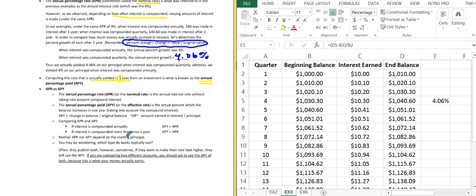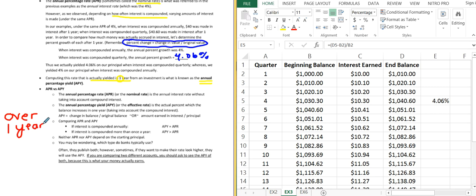So some observations. First of all, your APY is your change in balance over original balance, or the amount that you earned in interest, which was the $40.60, divided by the principal. So the key here is, again, keeping in mind this is not just the change in balance over the whole investment, but over 1 year. So as you're looking at this, make sure you realize that the A in annual is really just over the course of 1 year.